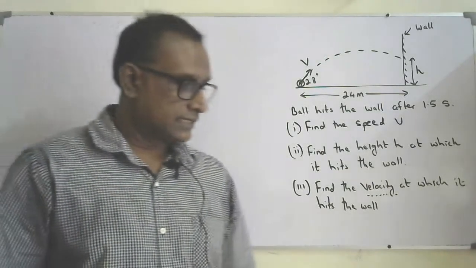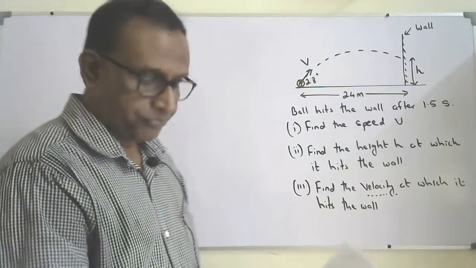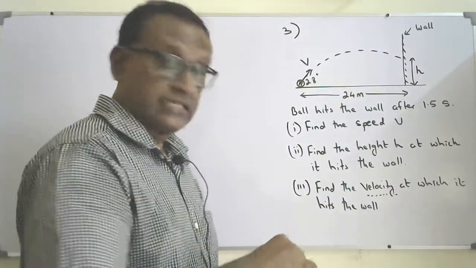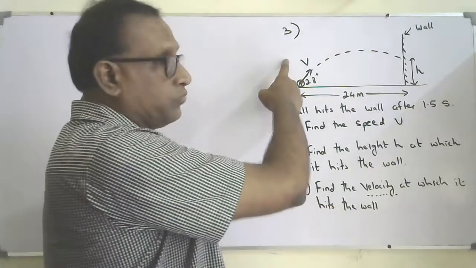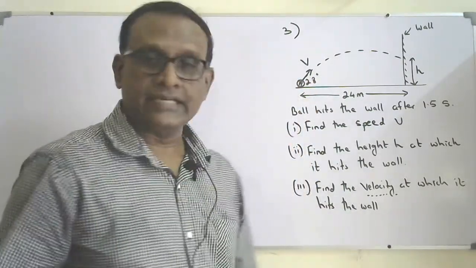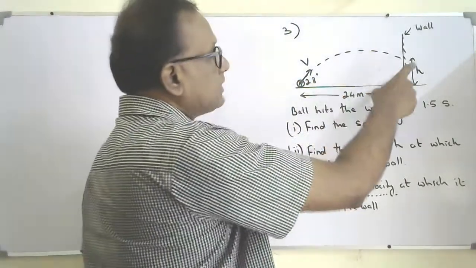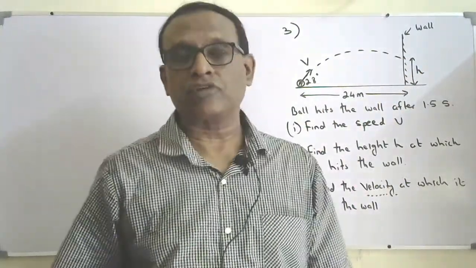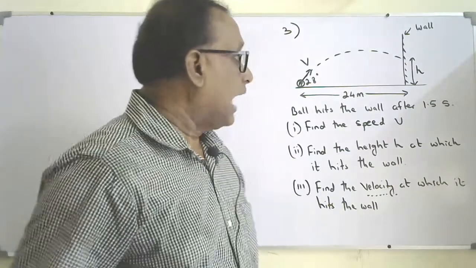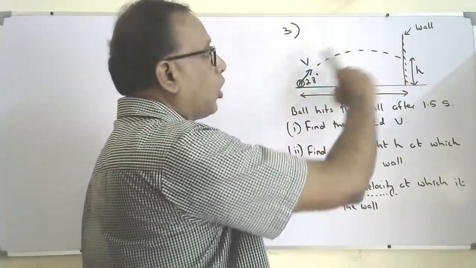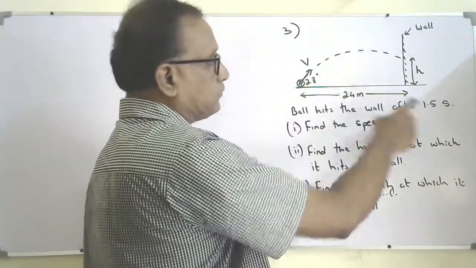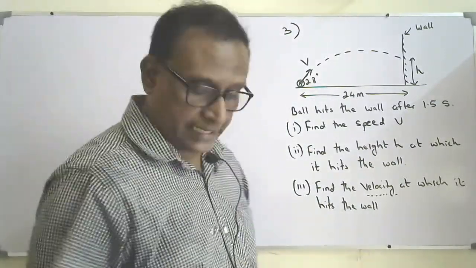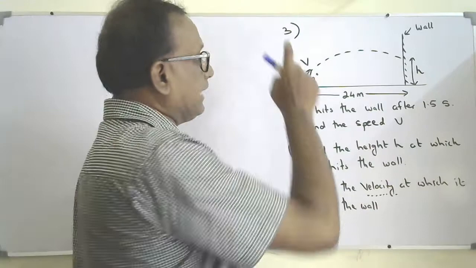Okay, so this is the third question. A ball is kicked from the ground at a velocity v at an angle of 28 degrees to the horizontal. It hits the wall at a height h, which is 24 meters away from the initial point. The total time taken by the ball to reach the wall from the initial point is 1.5 seconds. First part, find the speed v.